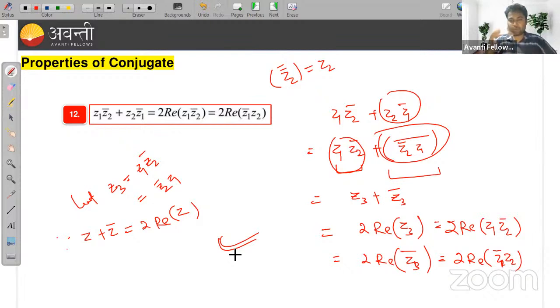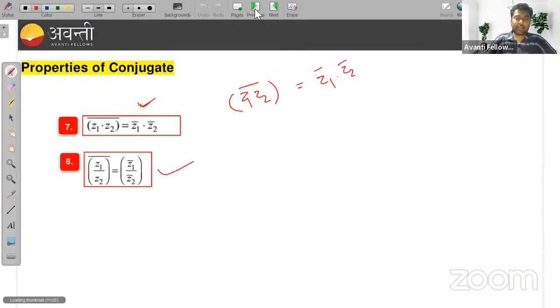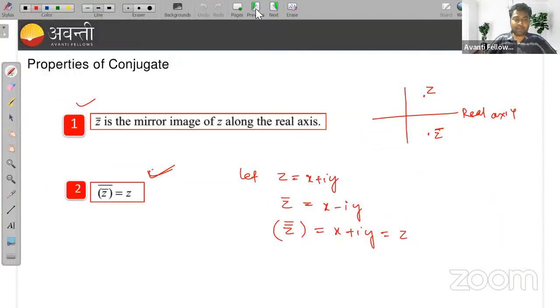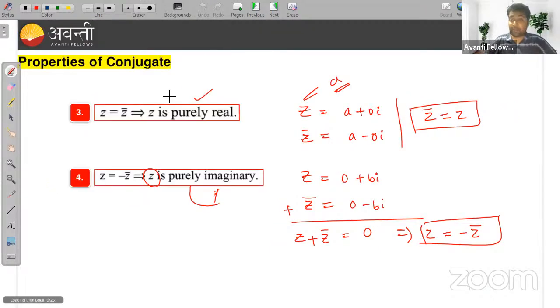Clear? Okay, we are done with all the properties of conjugate of complex number. So what are those we studied? Let's revise all those properties. First is this: Z bar is the mirror image of Z in the real axis, and also conjugate of conjugate of Z is equal to Z. Remember, these properties will help a lot in problem solving.